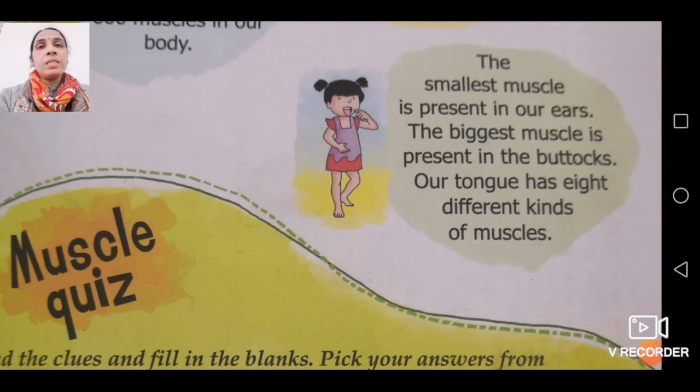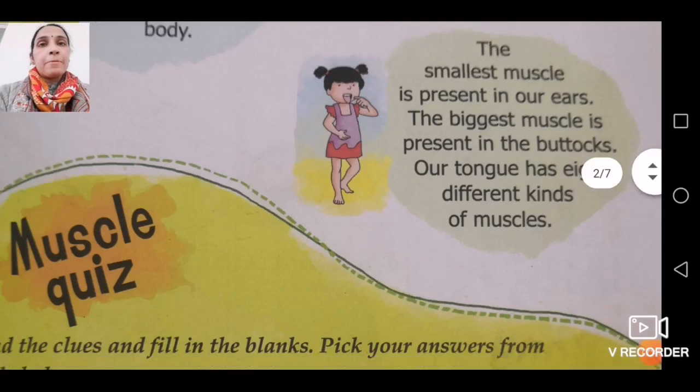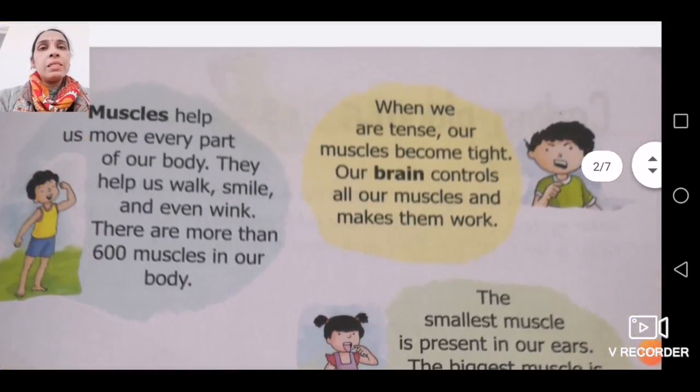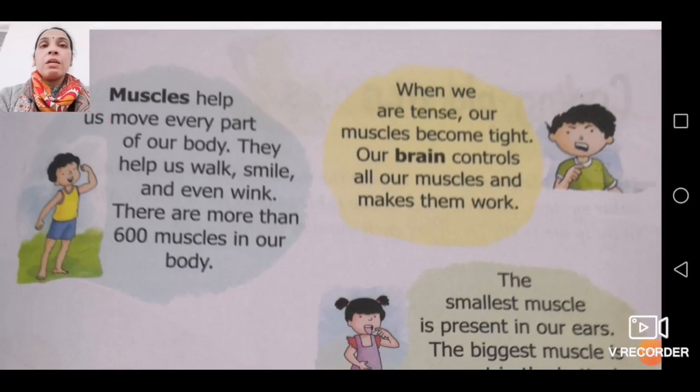8 different kinds of muscles we will find in our tongue. So children, what we have done in muscles, this page is related to muscles. First of all, muscles help us to move every part of our body. For movement in our body, these muscles are responsible, and they provide us movement in all directions, like walk, smile, even wink, or whatever we want to do. All these are done with the help of these muscles.